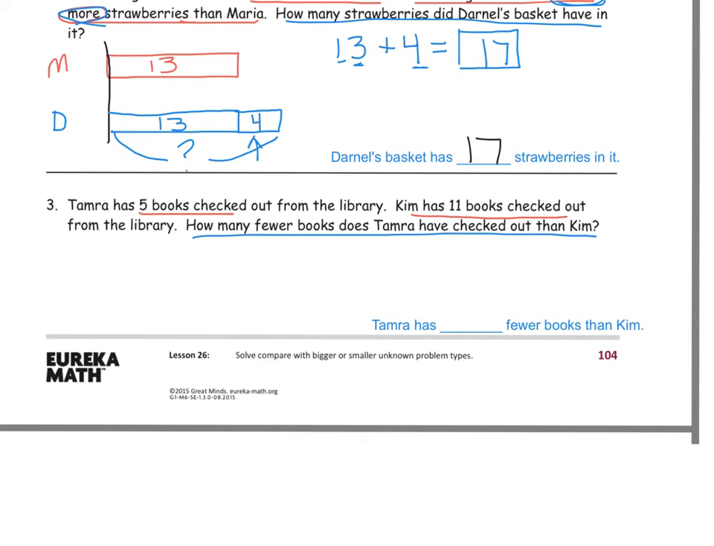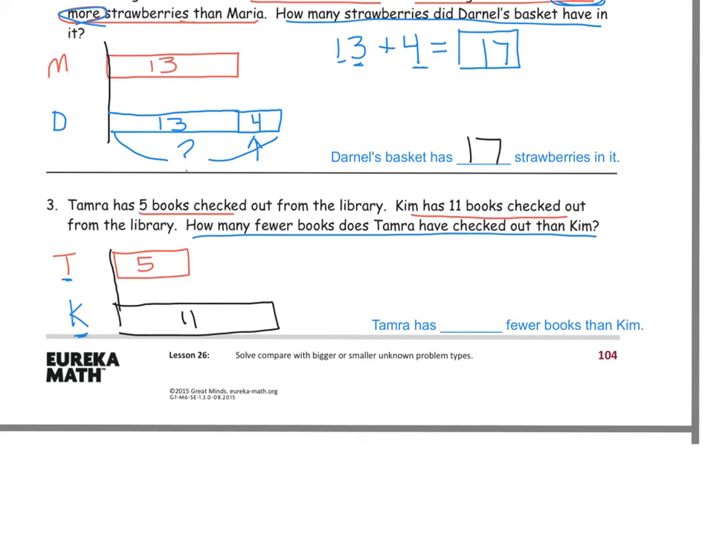Now, I can get these drawn in. And I know Tamara has 5. I know that Kim has more than Tamara. So I'm going to make my tape bigger. And again, I want to try to line these up. I didn't do a real good job at that one. But we try. And now I want to know how many fewer books Tamara checked out than Kim.